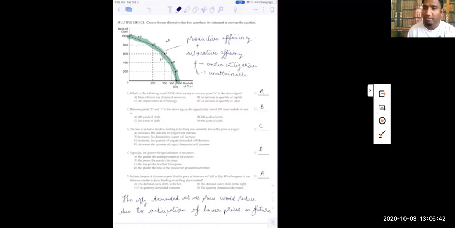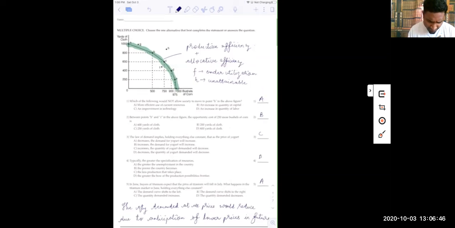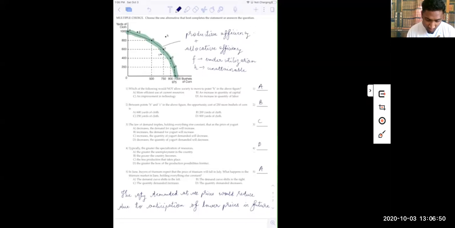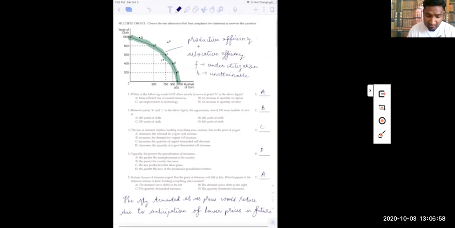So, I'll be taking a quick review session of the first exam. Let's go one by one. So, the first question is, which of the following would not allow society to move to point H in the above figure? This is the production possibilities frontier. And as you can see, the green curve is our production possibilities frontier.